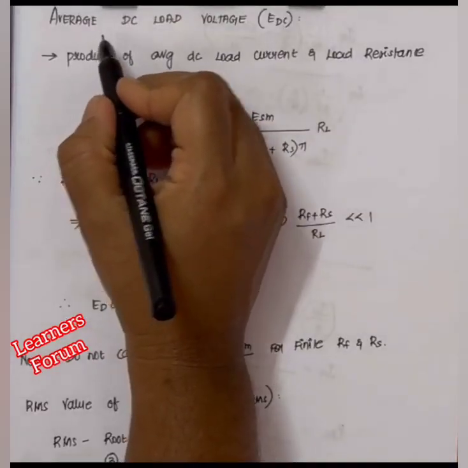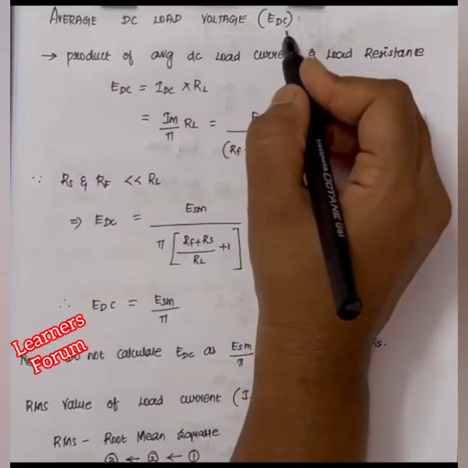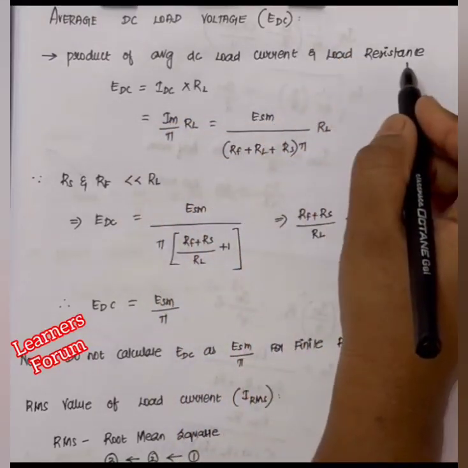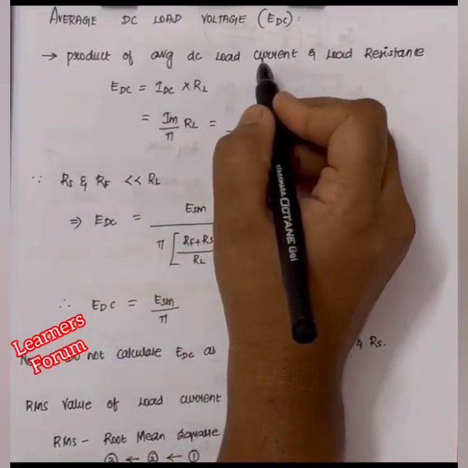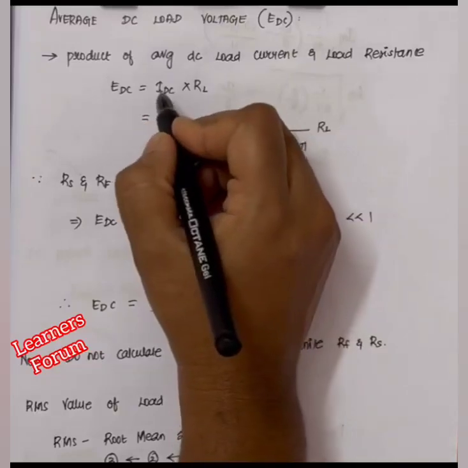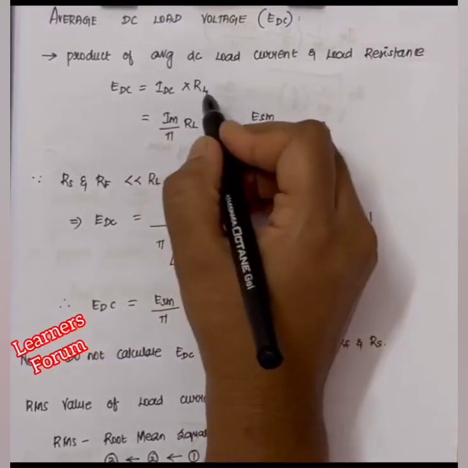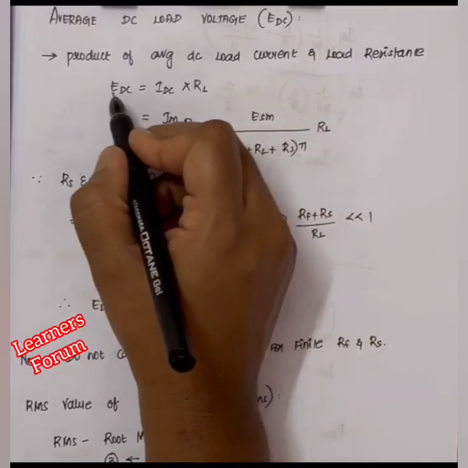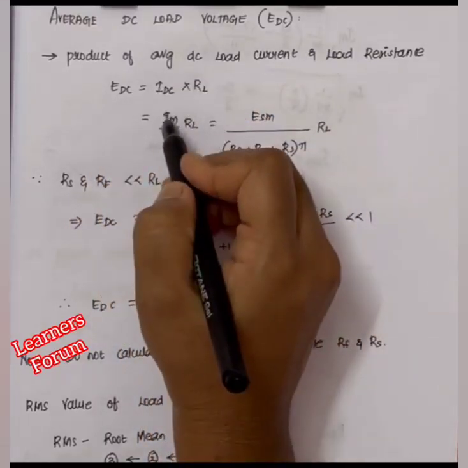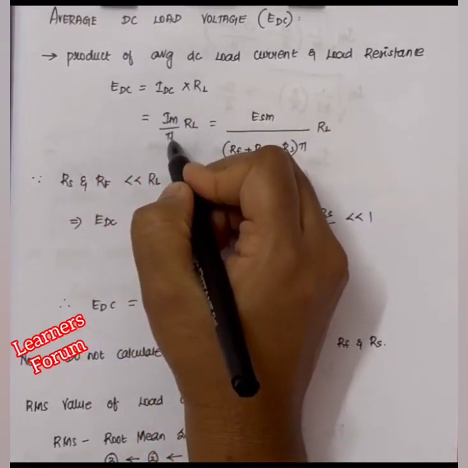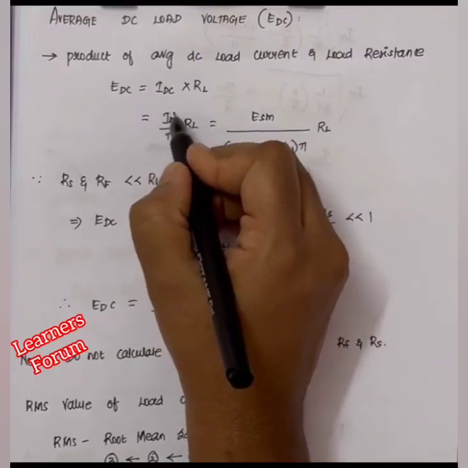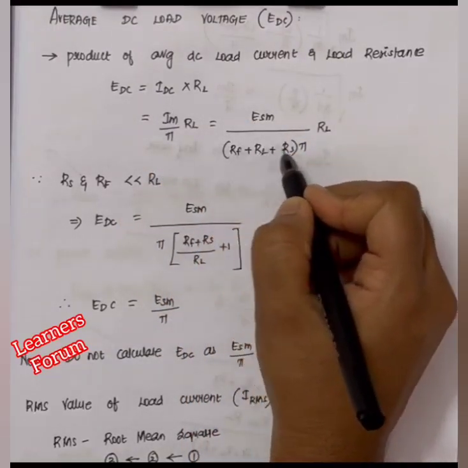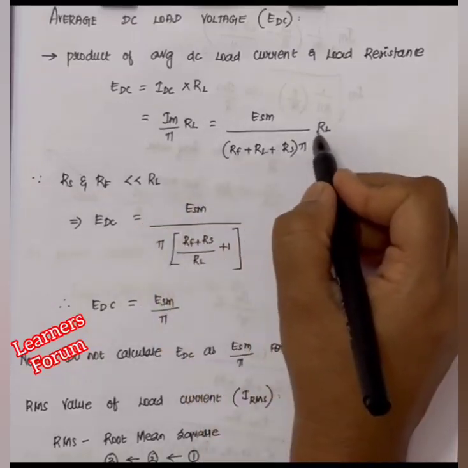Second parameter, average DC load voltage EDC. It is represented as the product of average DC load current and load resistance. The DC load current we have calculated just now, which is IDC, and load resistance is RL. Multiplying the two, we will get the required DC load voltage EDC. So IDC is Im by pi into RL, and we know the value of Im also, which is ESM divided by RF plus RL plus RS, into the remaining pi into RL.